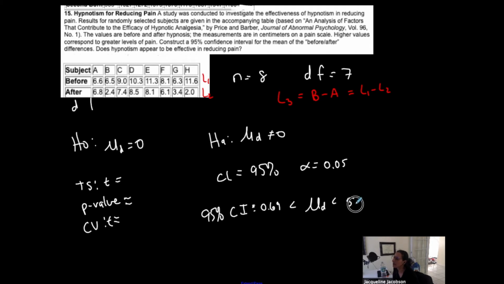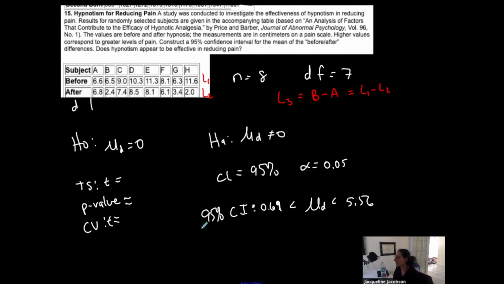0.69 to 5.56. What this looks like to me is that these are all positive values, right? That means before pain should be greater than after pain, because the differences and their average are all positive. There are no negative values here. Positive numbers imply that the first number is greater than the second if I'm taking the difference. So this is looking like hypnotism might work. It looks like the pain level before hypnotism is greater than the pain level after. Let's run a test and see.